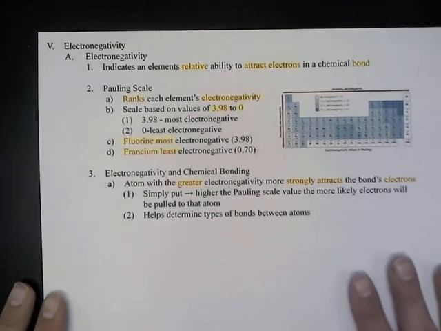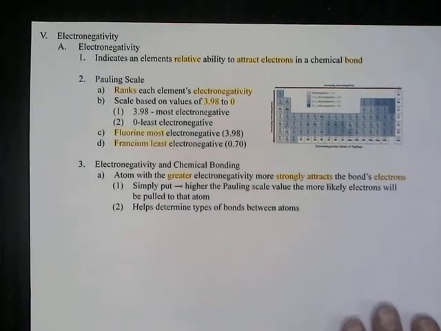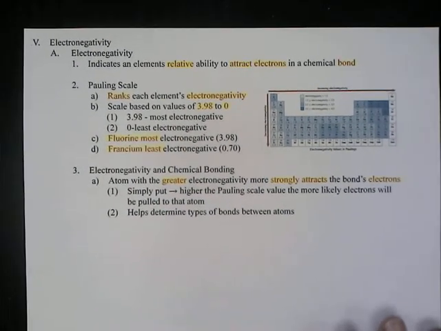All right, so electronegativity. Electronegativity is telling us the element's ability to attract electrons in a chemical bond. So in other words, it's saying, how bad do you want those electrons? How bad do you want to hold on to those electrons? Now, what helps us understand how bad an atom wants to hold on to those electrons is this Pauling scale.